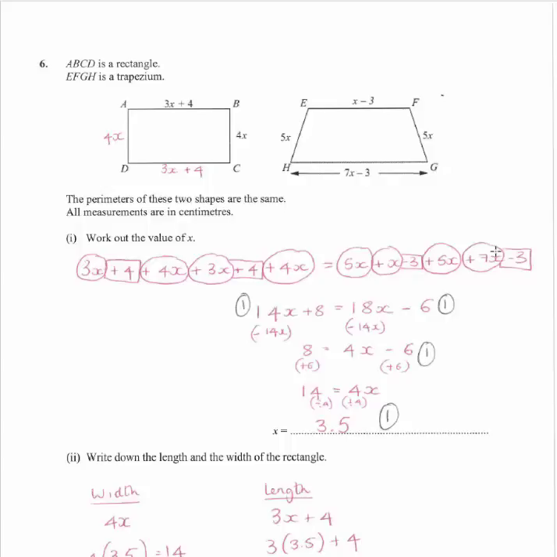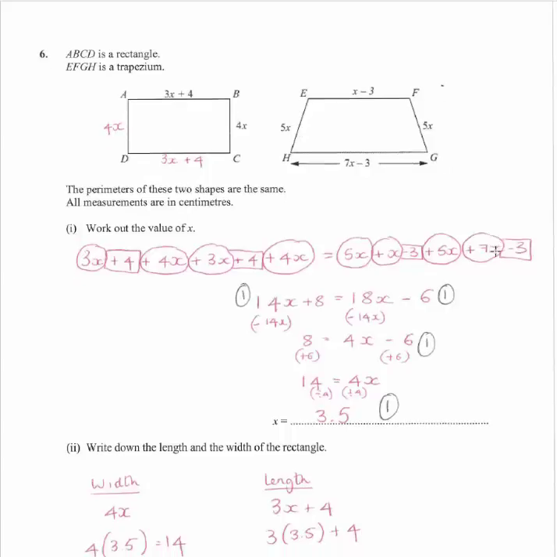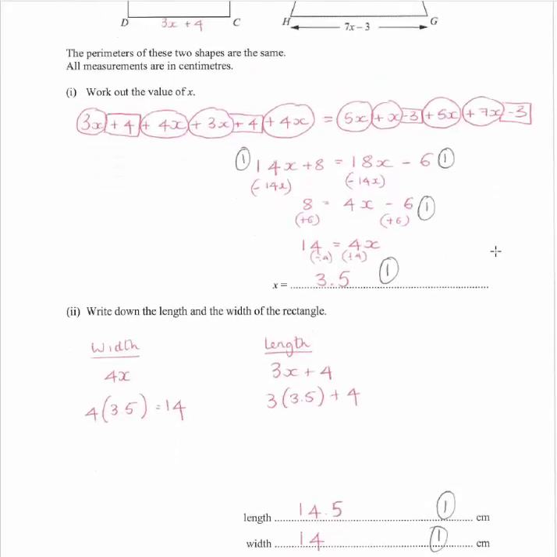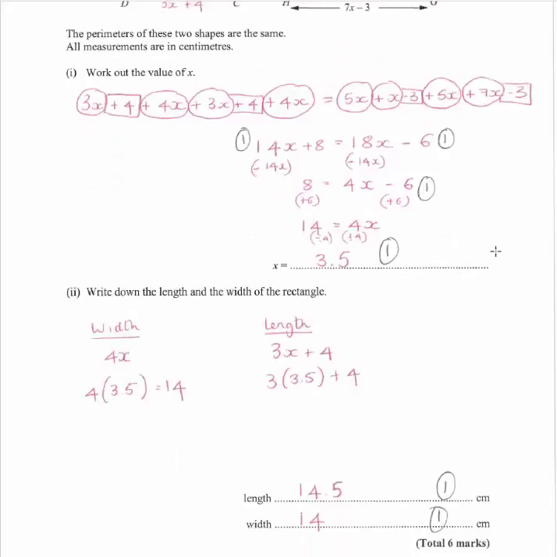We can go back to this rectangle and work out what the length and the width would be. The width is 4x, and we've just worked out it's 3.5. So 4 times 3.5 is 14. The length is 3x plus 4, and we've just worked out that the x is 3.5. So it's 3 lots of 3.5 plus 4, which is 14.5. Okay, and 1 mark for each of those.